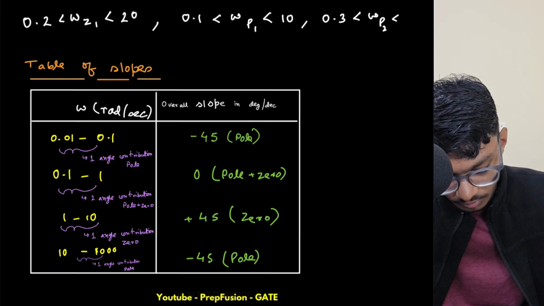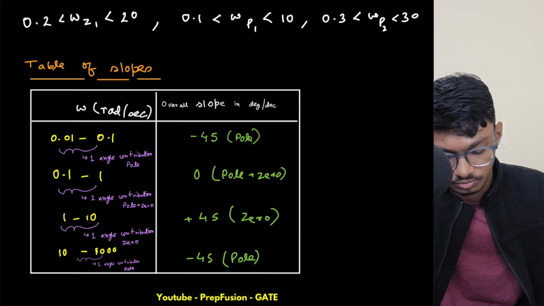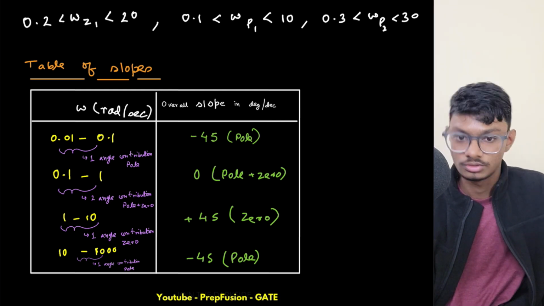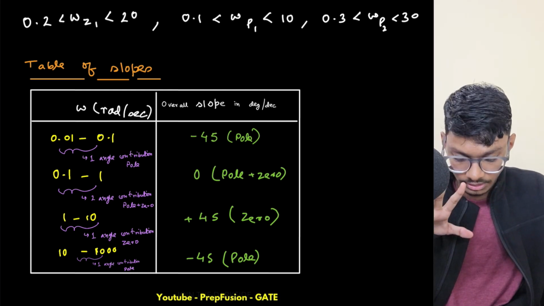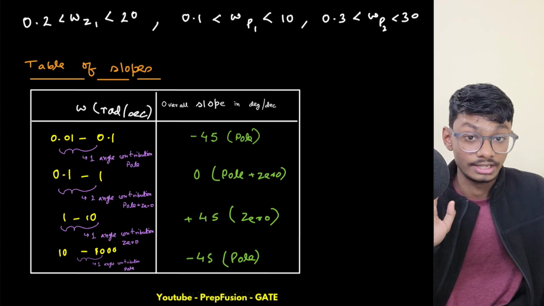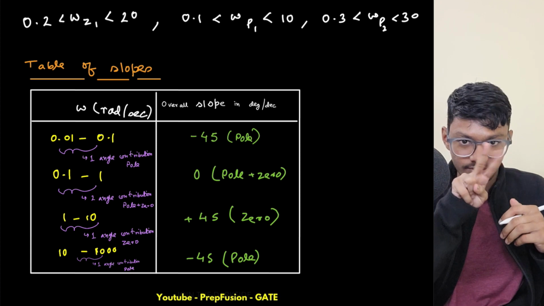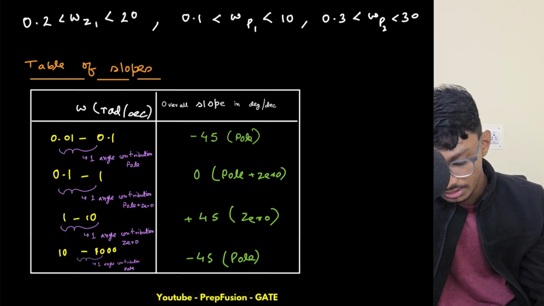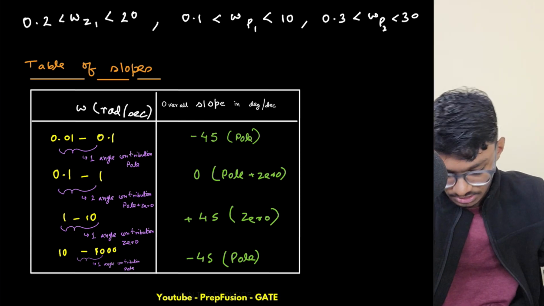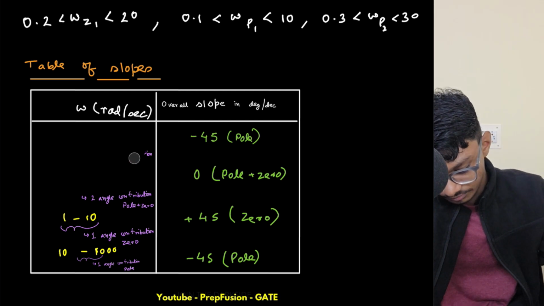The effect of them will be valid in this range, right? For 0.3 and 30. All these are in radians per second. So I have written down the ranges for which the effects will be valid, like the slopes. I hope you remember, right? Slopes will be valid 10 times before and 10 times after, between that range. Now let me write here the ranges.